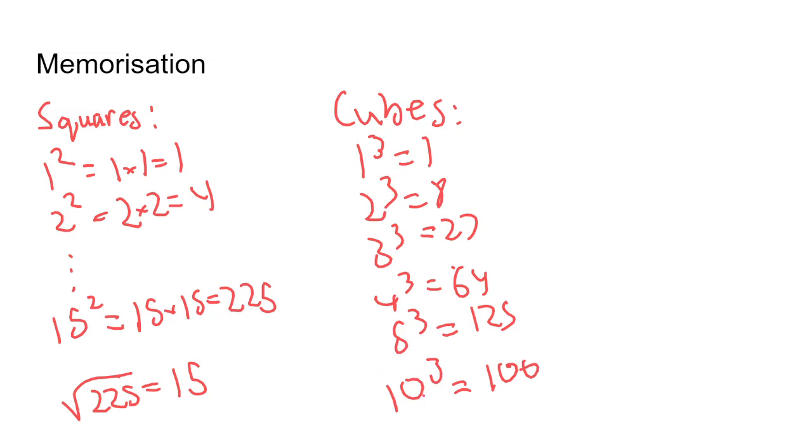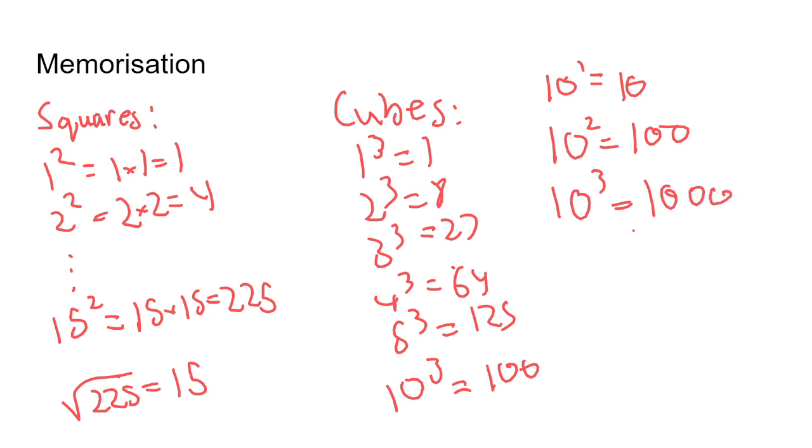And generally speaking, powers of 10 are very easy, because a power of 10 is just a 1 followed by the amount of zeros that the power is. So this is just a 1 followed by 1 zero, a 1 followed by 2 zeros, a 1 followed by 3 zeros, and so on.